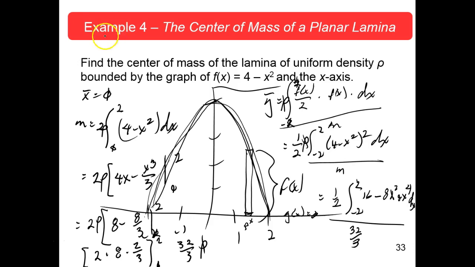Okay. This will be 1/2 of, what's the antiderivative of 16? 16x minus 8x cubed over 3 plus x to the 5th over 5. It's evaluated from, let's see, -2 to 2. And this is all over 32/3. Don't let me forget that one. And let's evaluate that numerator.